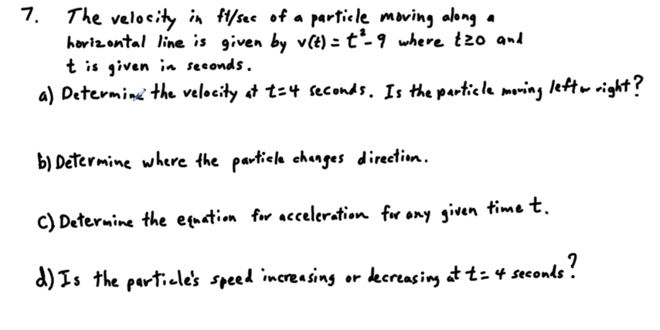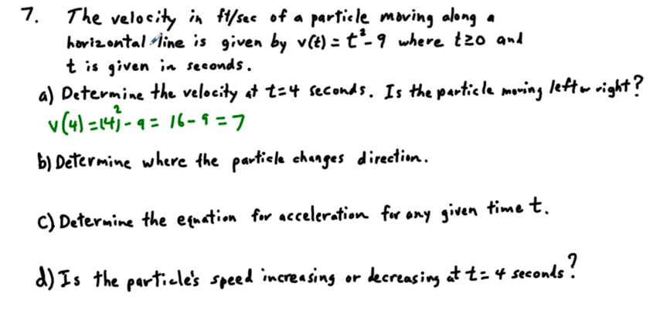7. The velocity in feet per second of a particle moving along a horizontal line is given by v of t equals t squared minus 9, where t is greater than or equal to 0, and t is given in seconds. Determine the velocity at t equals 4 seconds, and is the particle moving right or left? Okay, this is our velocity, so we just need to find the velocity. We just put in v of 4. It's going to be 4 squared, right? t is 4, minus 9, which equals 16 minus 9, which equals 7.